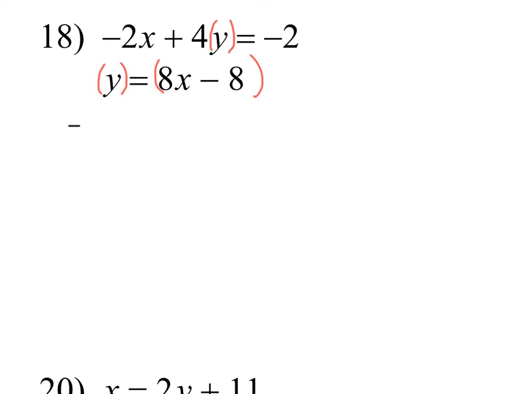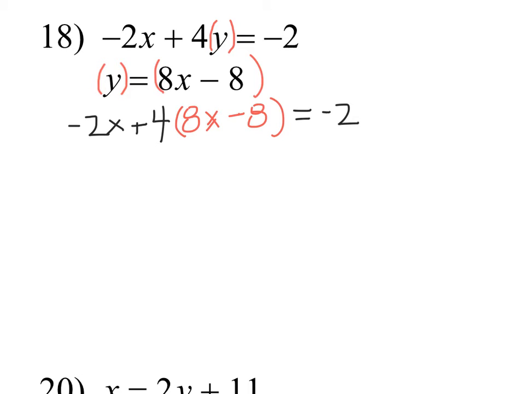I'll start by rewriting. I have a negative 2x that will not change, plus 4 times, now take out the y and replace it with 8x minus 8. Oops. And then going back to my first equation, that says equal to negative 2.